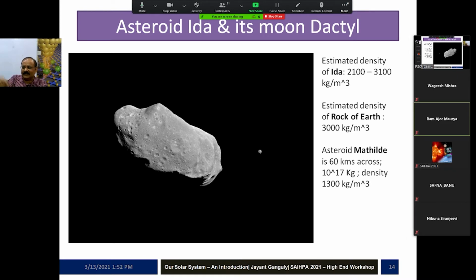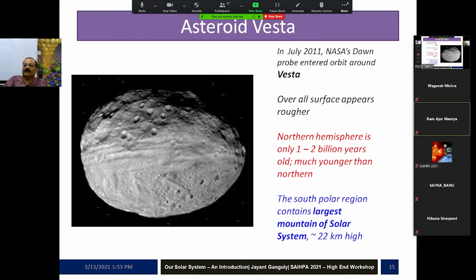Its density has been calculated by dynamics. Its mass is found out by photographic methods, its volume is calculated, then density can be calculated, and the average estimate of density comes to 2,100 kg per meter cube, and it is a rocky surface like our Earth, and it is around 60 kilometers. So all these things have been known, and this type of new information shows that a satellite also exists for an asteroid. Then we have found another asteroid called Vesta.